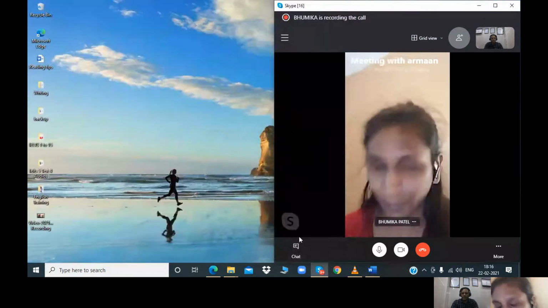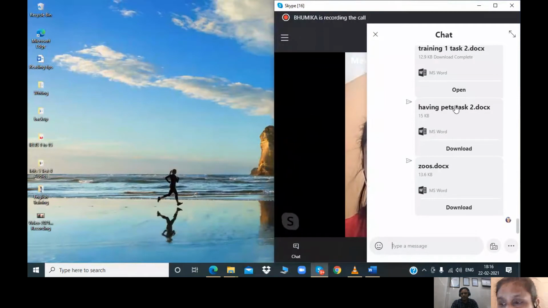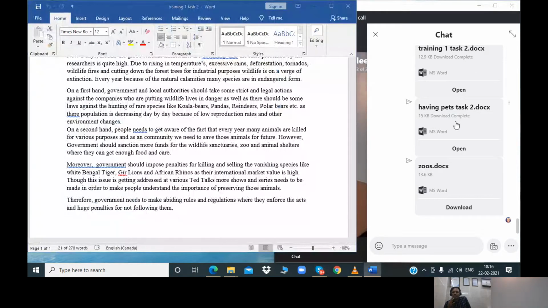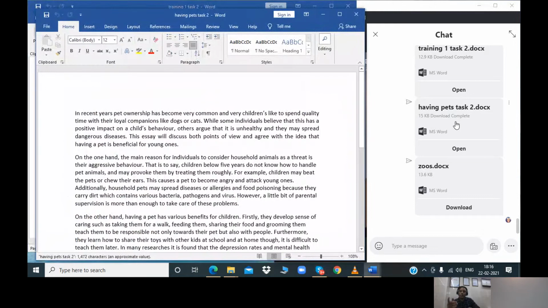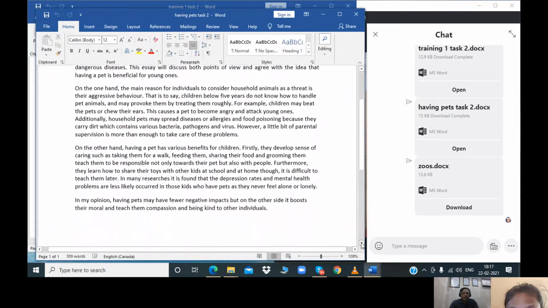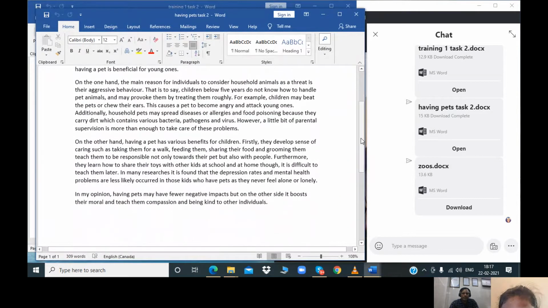Okay, let me see the next one. Having pets. The same thing: having pets, two or three ideas, the benefits, the pros, and three ideas for the disadvantages, and conclusion. Zoos, there is no disadvantages and advantages, but you can also organize. Let me see how you have written for the zoos. This is 4 lines, okay? Four paragraphs.